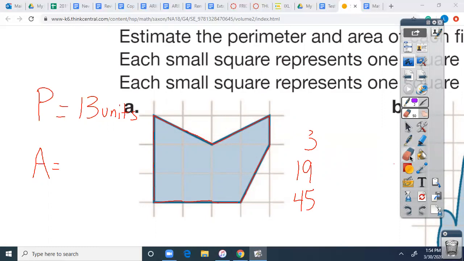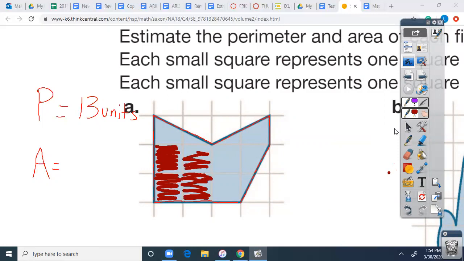Okay, the area of this figure, so we are going to look at how many of these blue squares are all the way filled in. Okay, so let's start. I'm going to make this a little bit bigger, and we're going to go maroon here. Okay, so we've got 1 here, 2, 3, 4, 5, 6. So 6 are totally filled in.